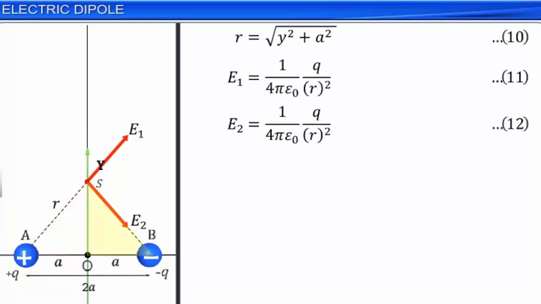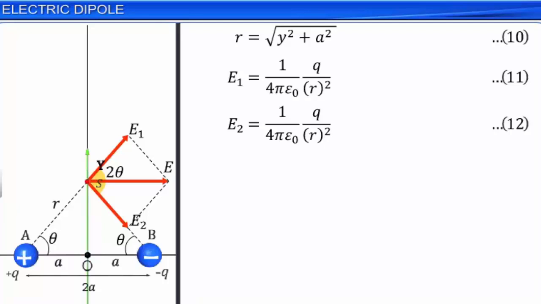Let this angle be theta. Now the angle E1 S E2 is the exterior angle of the triangle SAB, and hence this angle is equal to 2 theta. The resultant of E1 and E2 is obtained by using the parallelogram rule for vector addition. According to the rule, the resultant of E1 and E2 is obtained by the diagonal of the parallelogram formed by the vectors E1 and E2 as the sides.